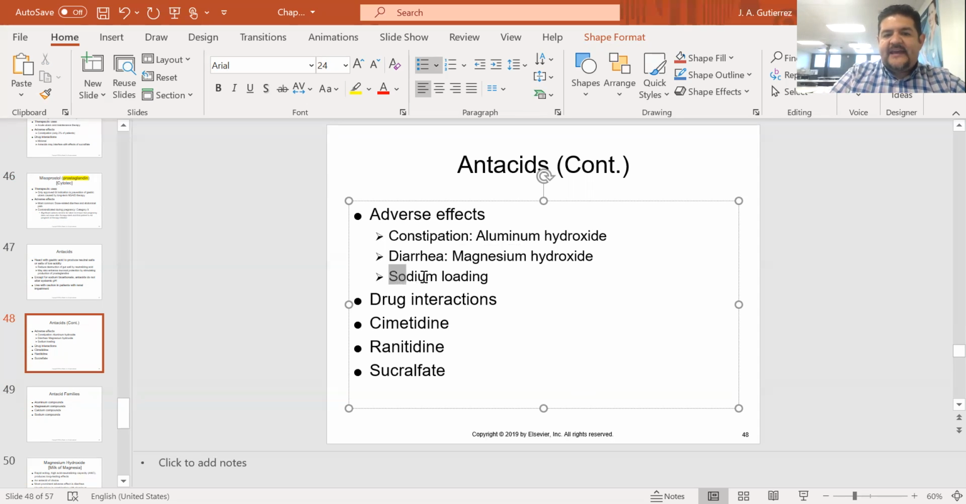And regarding antacids with sodium, that's sodium bicarbonate. The thing with these ones, they work very, very fast. They're very good, but they're water soluble. So that means that when we take sodium bicarbonate, it will be absorbed by the body, but it will stay in the vascular system holding water. So this type of antacid with sodium bicarbonate is not advised for patients with heart failure.